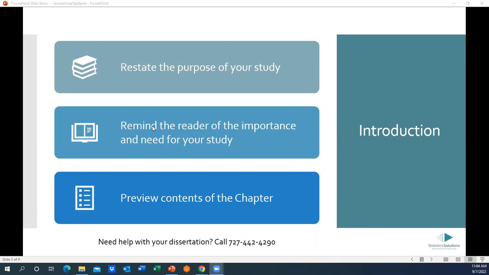The purpose of the study was... It's also a good idea to remind the reader of the importance of your study or the research problem. In other words, why was your study needed? And then if you want to, you can preview the contents of the chapter.